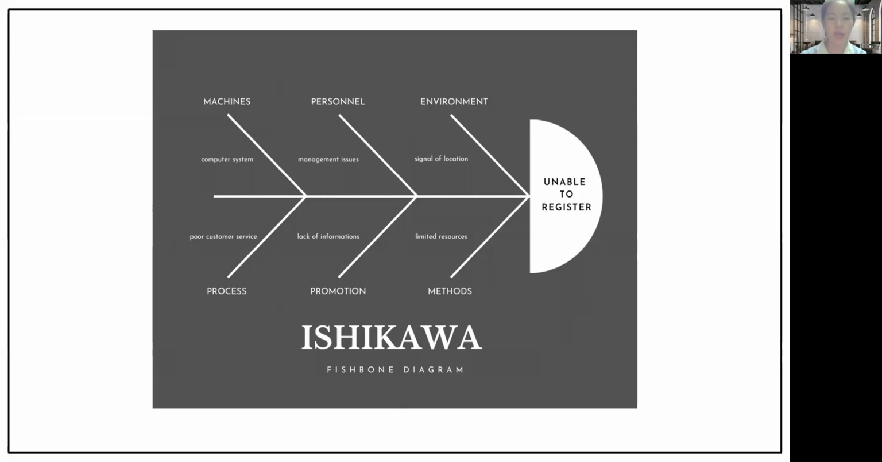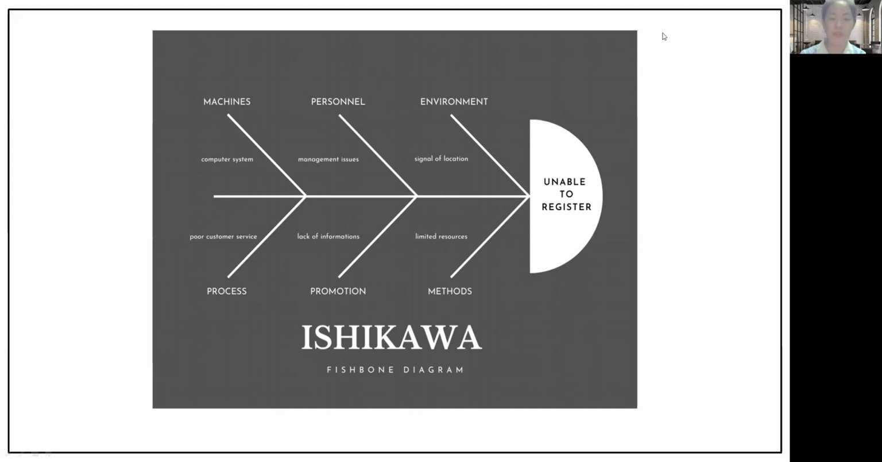So first we have the machines. Second, the personnel. Third, we have the environment. Fourth, we have the process, promotion, and last, we have the methods. So these are the possible causes why the result here is being unable to register. So let's begin with the machines.